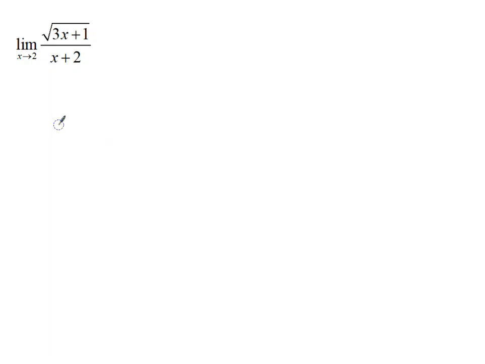Let's explore a bit deeper into the limit of quotients. Take a look at this example. The limit, as x approaches 2, of the rational function square root of 3x plus 1 divided by x plus 2. Now remember that we always try direct substitution first. Let's make that note again.